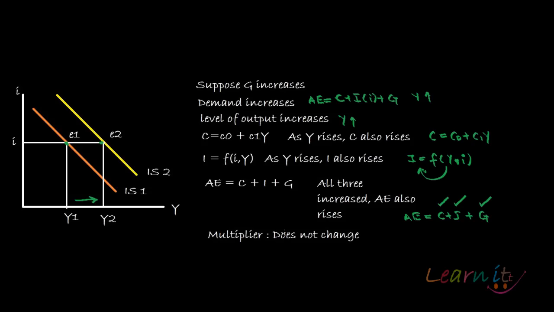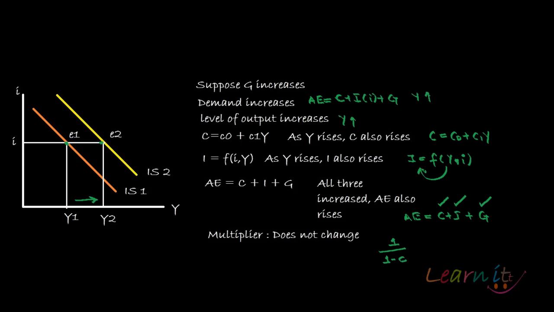Note that multiplier is not changing. There is no change in the multiplier because what is your multiplier? Multiplier is 1 upon 1 minus C here, as there are no taxes, nothing here. So it is multiplier is just 1 upon 1 minus C, and when this MPC is not changing, so your multiplier is also not changing.